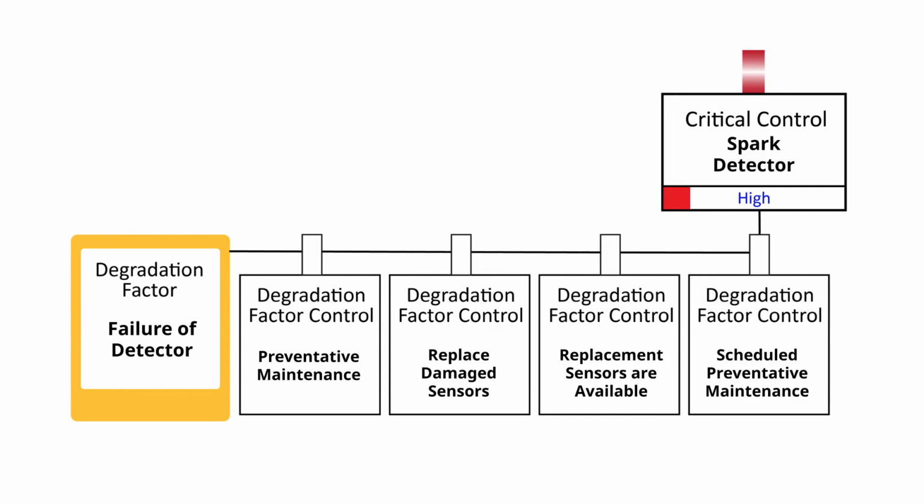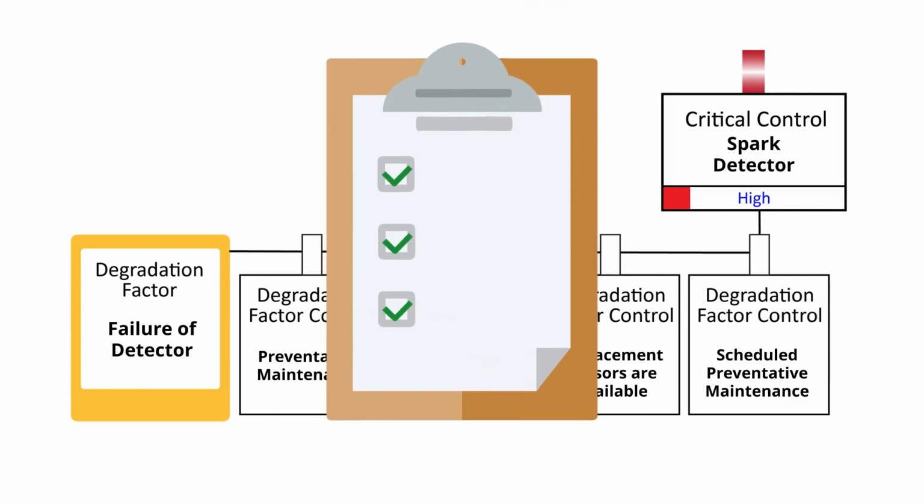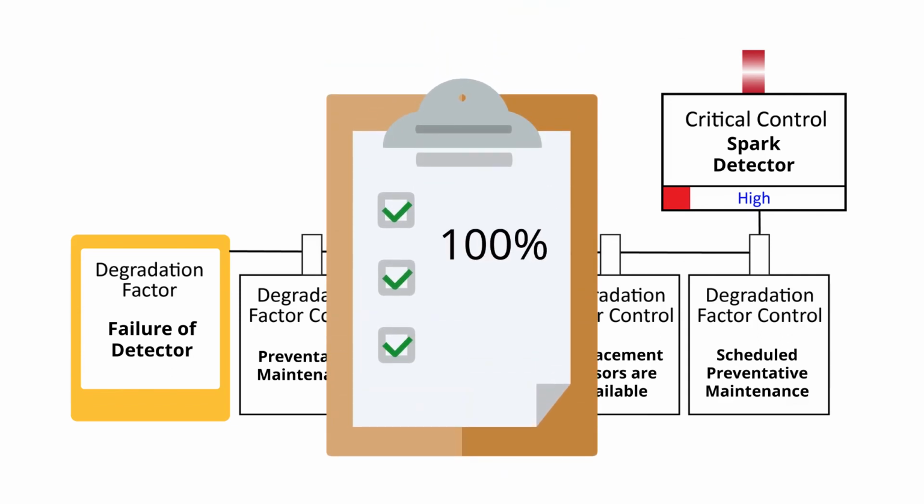These sample degradation factor controls are put in place with the goal of making sure the critical control works 100% of the time. On our tool, they are shown as an arm of each critical control.